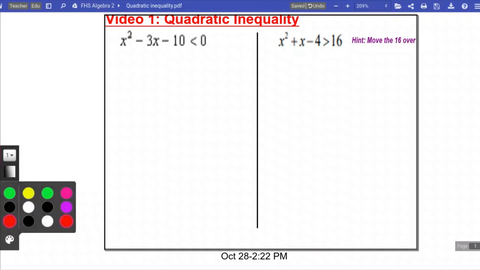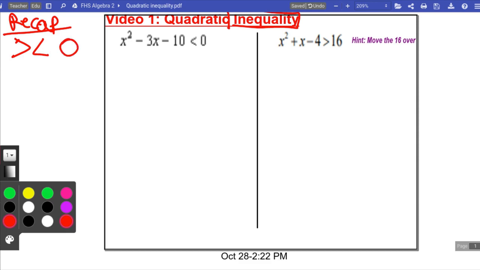Here is another video. This video is about solving quadratic inequalities. Recap: whenever you have greater than or less than, you're working with the open circle, which means parentheses. If you're working with greater than or equal to, it's a closed circle, meaning bracket. Keep that in mind. All right, let's get to work.